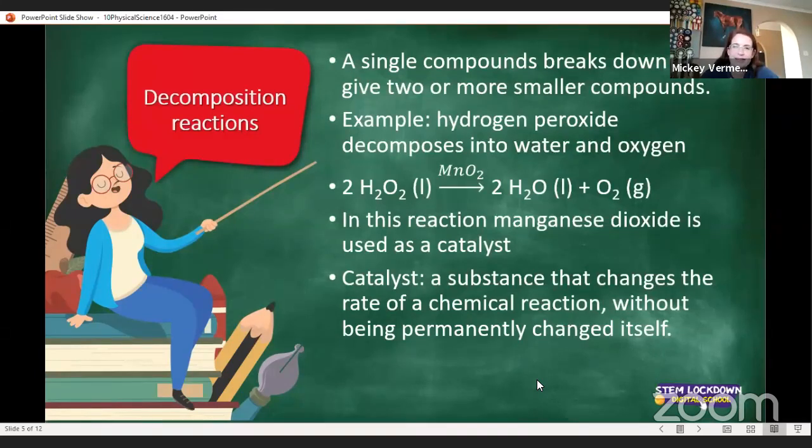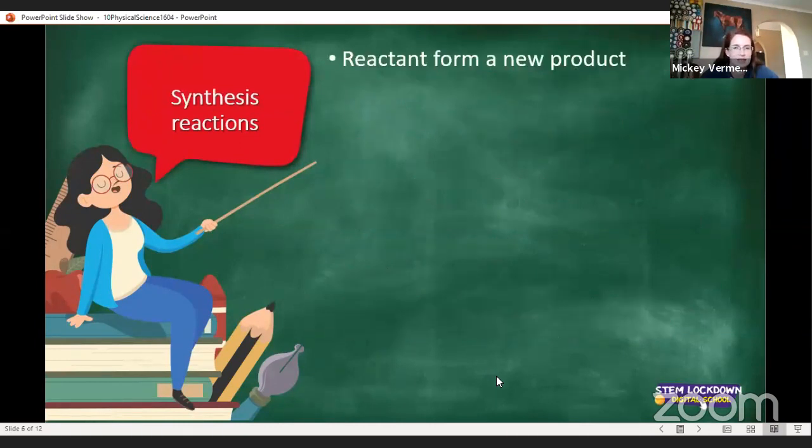Not quite that scary. Right. The next reaction we're going to look at is synthesis. Okay? Synthesis. So I have reactants.